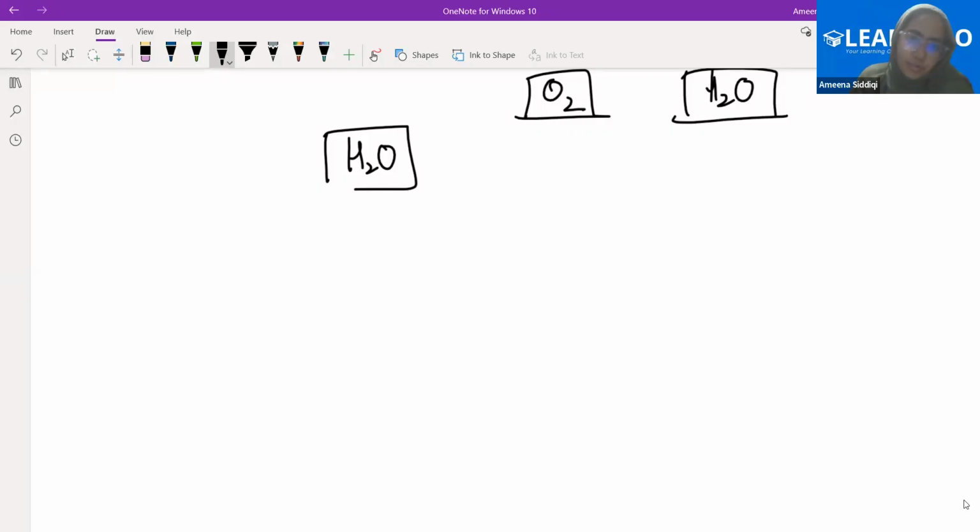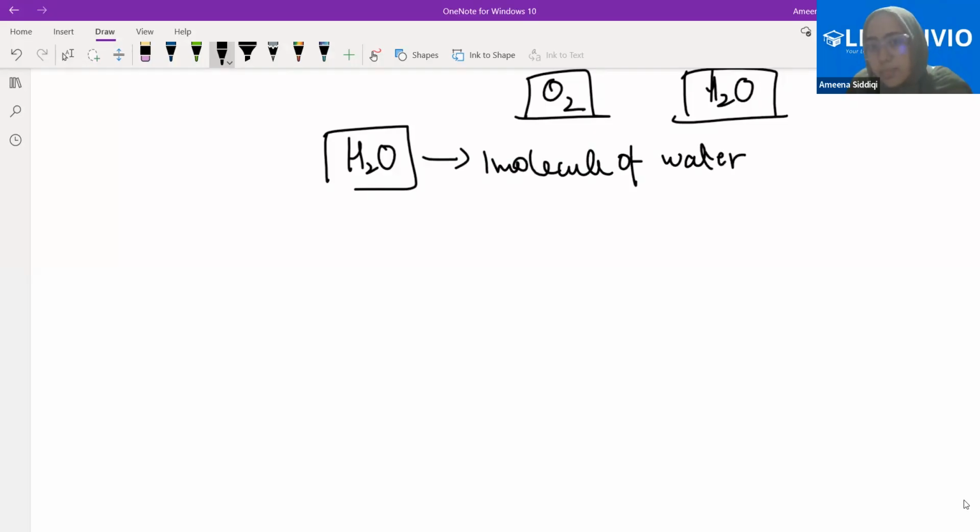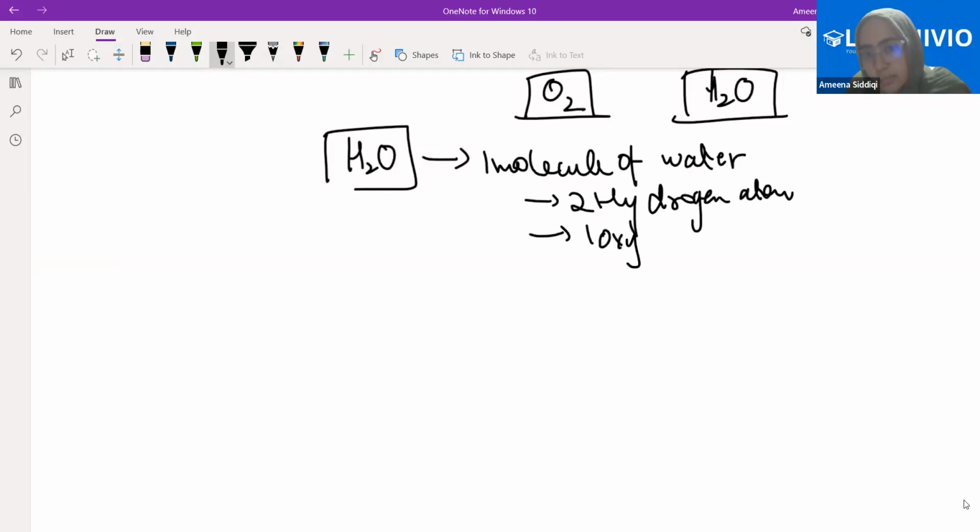See, but pay attention. This is one molecule of water. This is one more molecule of water. And it has two hydrogen atoms. How many atoms? Two hydrogen atoms, and it has one oxygen atom. You get it? But one molecule of water always, always, always will have two hydrogen atoms and one oxygen atom. Clear?